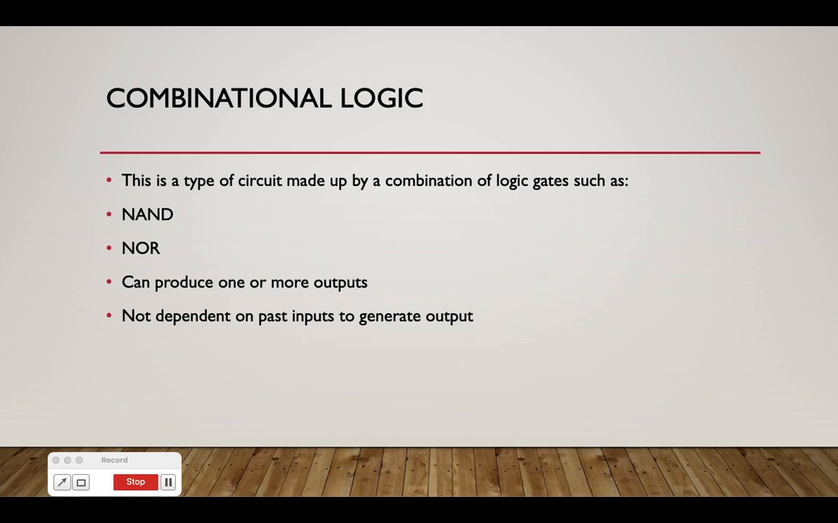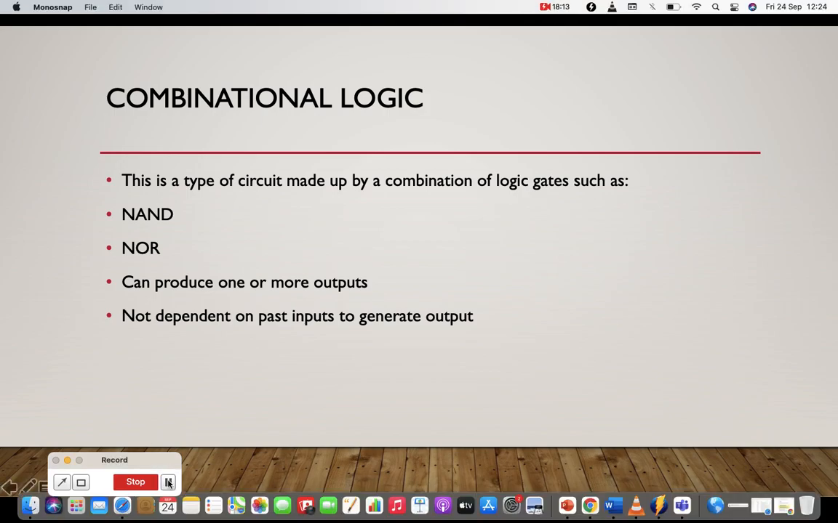So what is combinational logic? It's a type of circuit that's made up by a combination of logic gates, such as the NAND gate. So we have the NAND gate or the NOR gate, and then they can produce 1 or more outputs. The outputs are not dependent on past inputs.